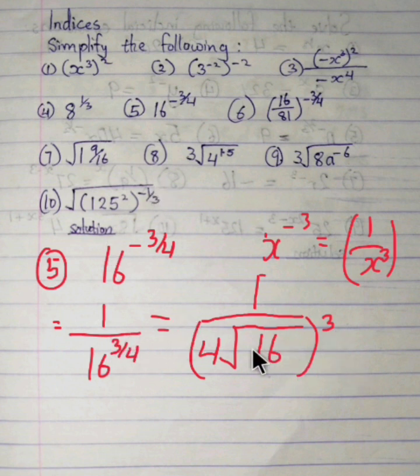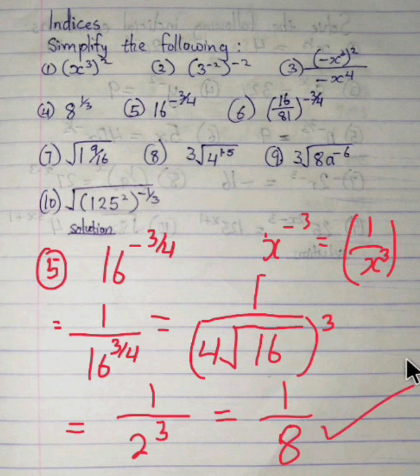So now, what number do we multiply 4 times that is going to give us 16? That is 2. 2 times 2, 4 times 2, 8 times 2, 16. So we are going to have 1 over 2 raised to power 3, which is equal to 1 over 8. And that gives us the final answer. 1 over 8 is the final answer.